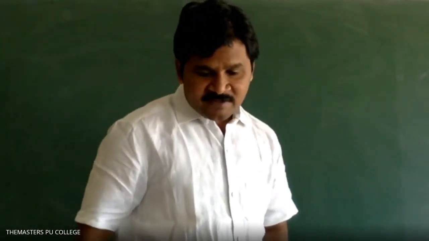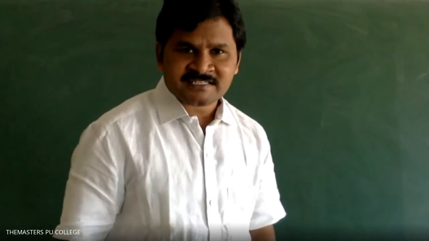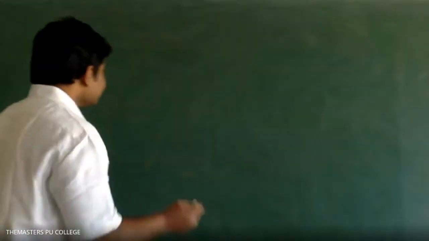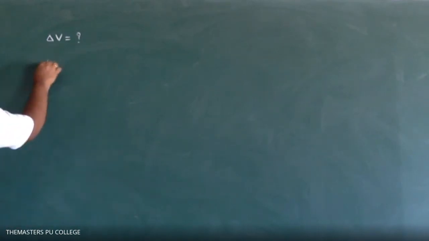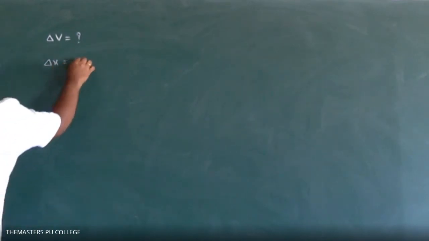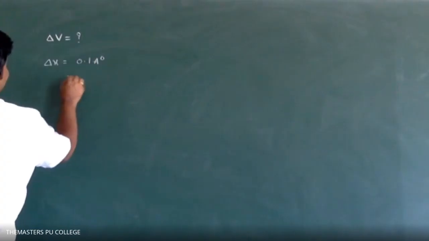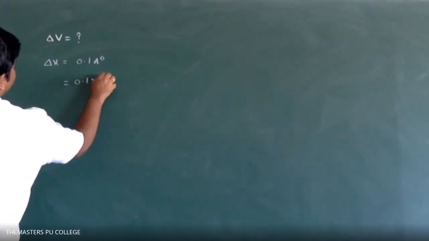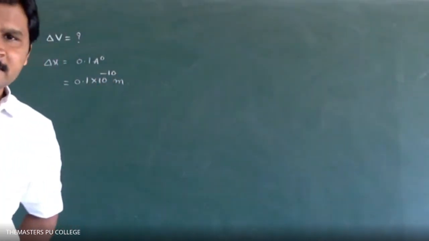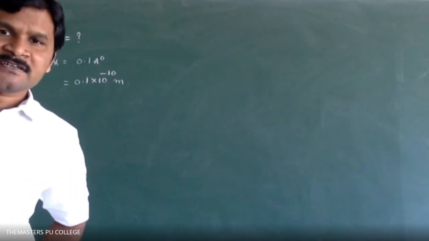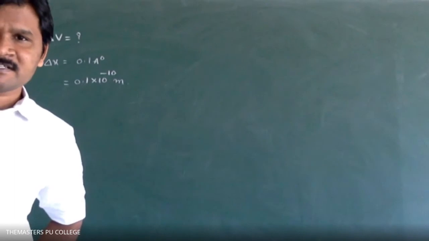What we have to calculate? Velocity we have to calculate. Delta V is equal to question mark. Delta X is equal to the position, 0.1 angstrom. I will write 0.1 into 10 power minus 10 meters, converting angstrom to meters. Do you have any objection, students? No objection, sir.